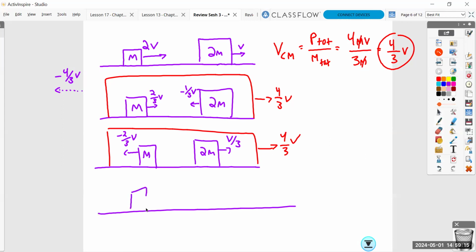We kind of shifted everything 4/3 v that way to get into the frame, which means to get out of the frame, we're going to shift it 4/3 back the other way. So I had negative 2/3 plus 4/3 gives me 2/3. So notice this one's slowed down quite a bit. And this one, 1/3 plus 4/3 gives us 5/3.